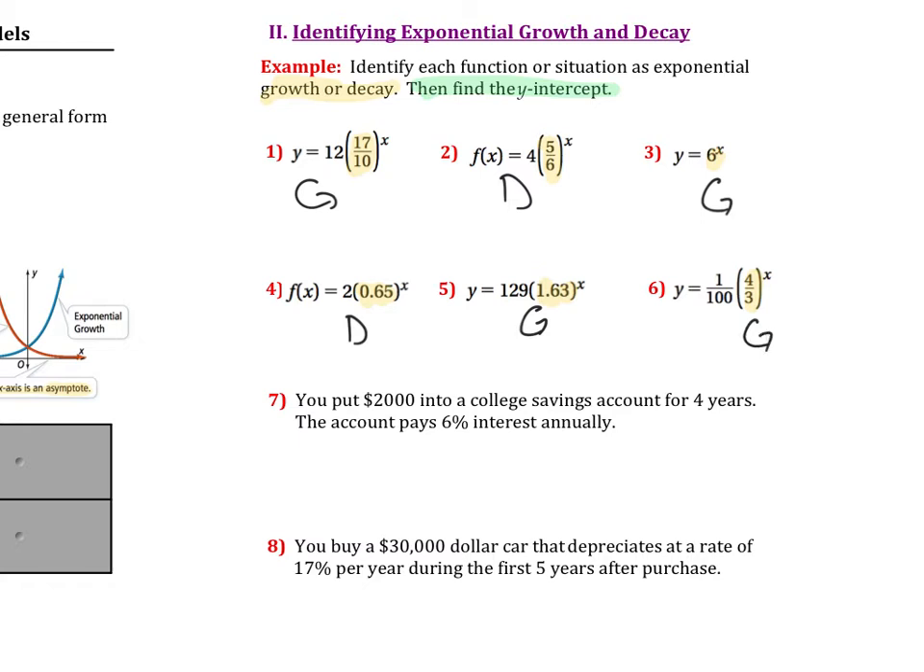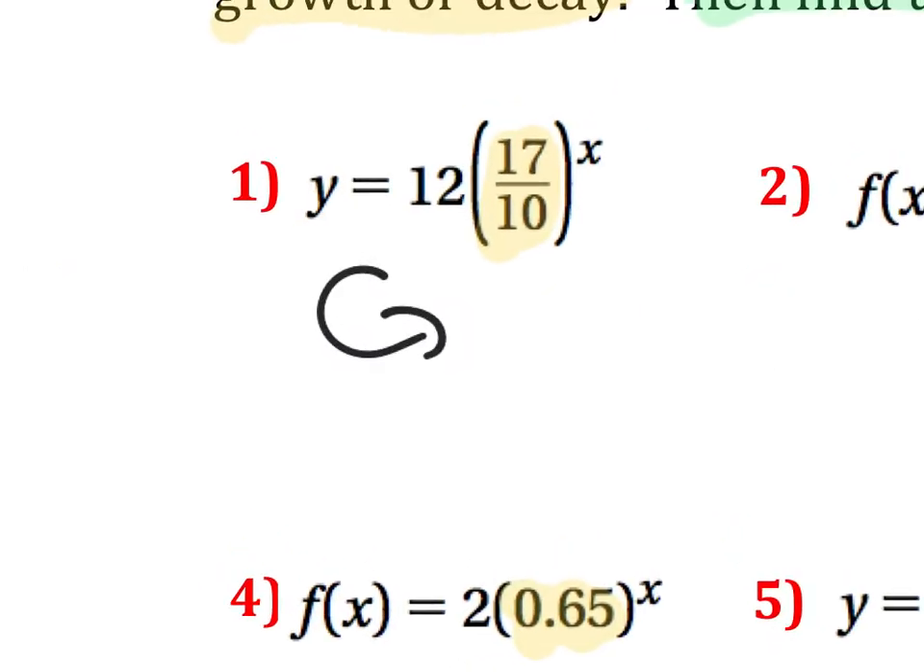Now, when we're finding the y-intercept, we have to keep in mind the fact that the y-intercept always has an x value of 0, right? So whatever the y value that comes out of that is our y-intercept. Now I'm going to use number 1 here as an example, and we're going to see a pattern here.